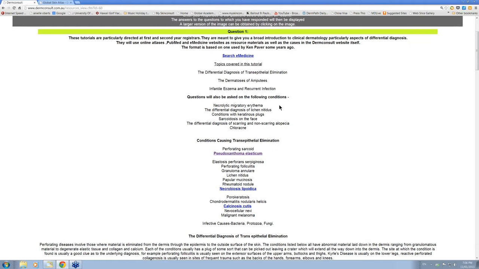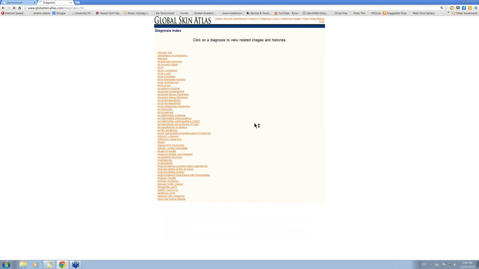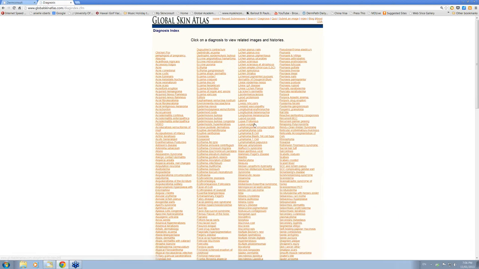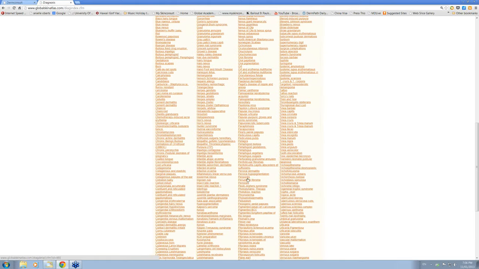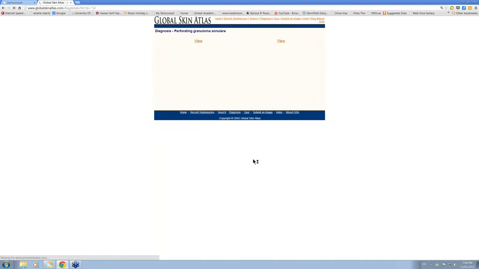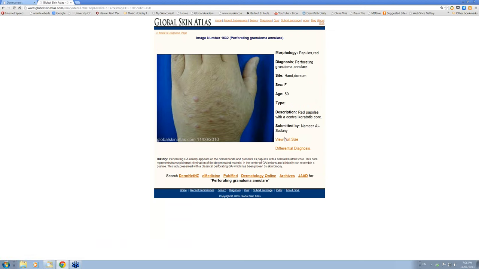I think we've actually got a good example of that in Global Skin Atlas. Let me just go to a perforating GA. I think it's under P for perforating. There we go. Let's have a look at this one. The example I wanted to show was this one. View this full size.